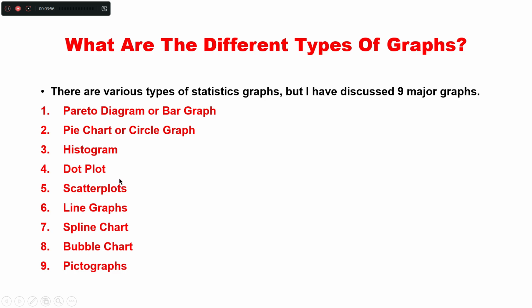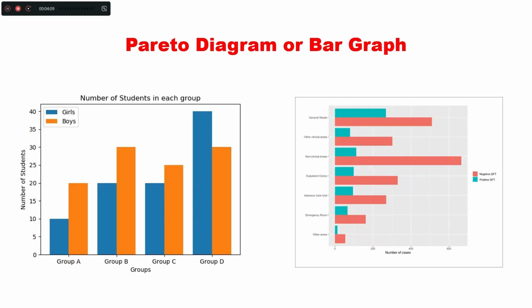You can add an ogive also. That is the 10th you can keep. Less than ogive, more than ogive. Now let's see one by one in detail. Now move on to the Pareto diagram, also known as bar graph.